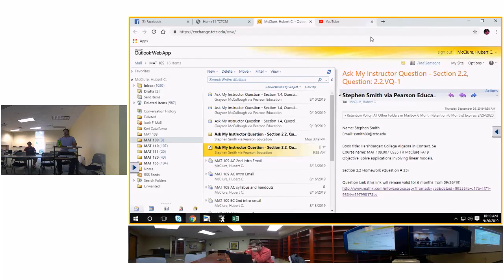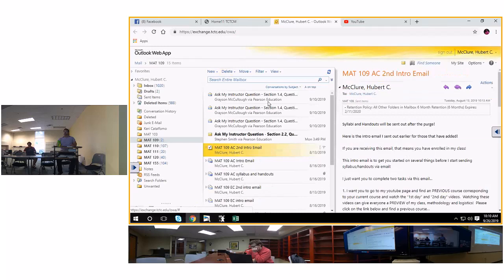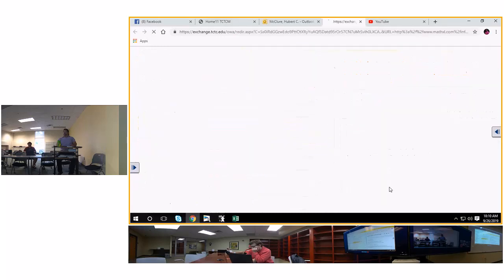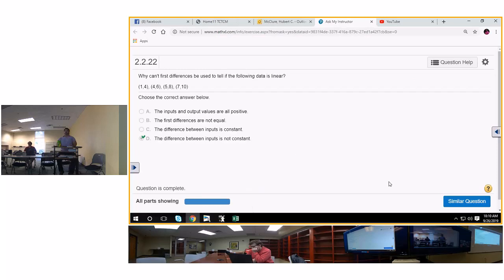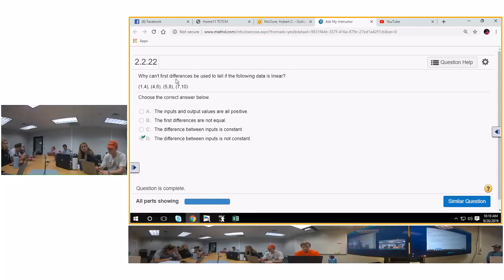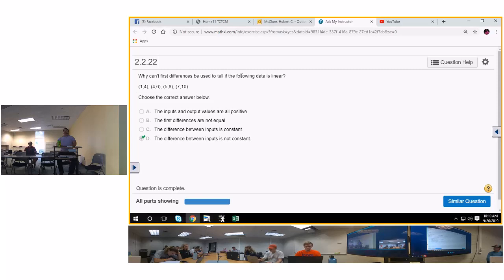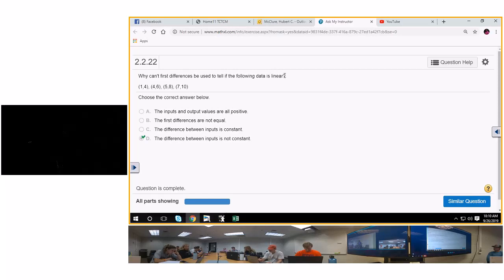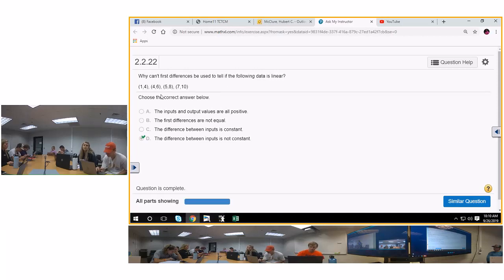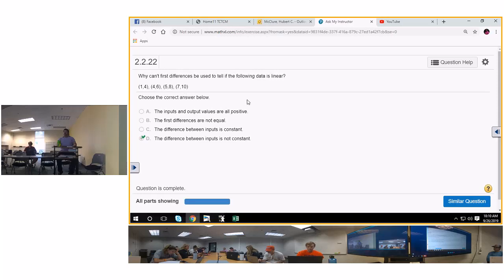Okay. I'm going to do this last 2.2, and then we're going on to new stuff. Number 14: why can't first differences be used to tell that the following data is linear? I guess because I would plot this first. Look at 1, 4, 5, 7. Is there a pattern? Yes or no? No. If there's no pattern, it's not going to be linear, and you're not going to be able to do anything.